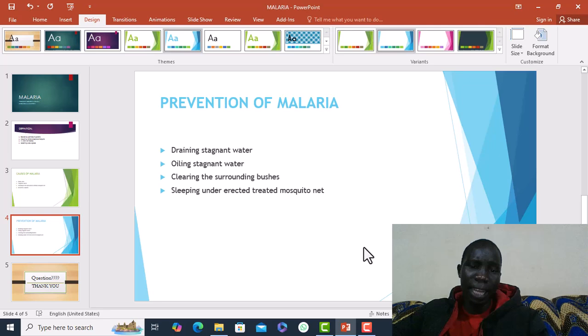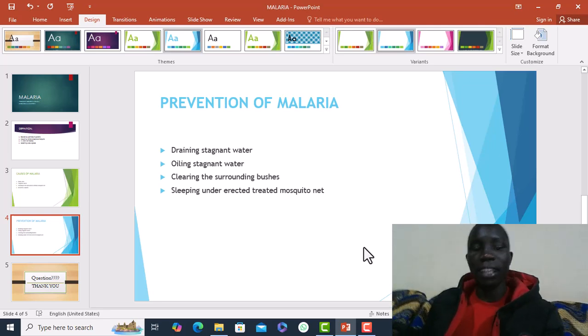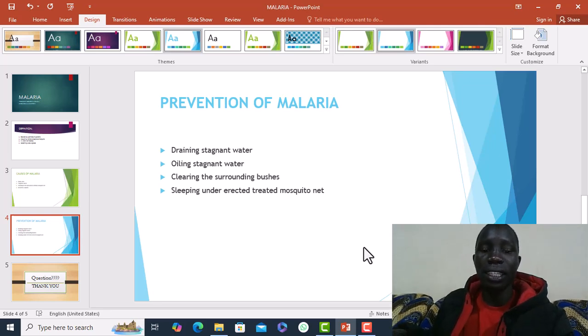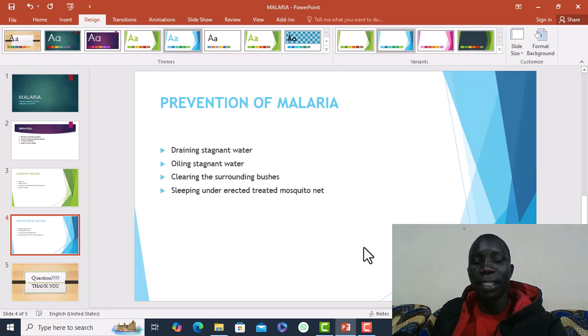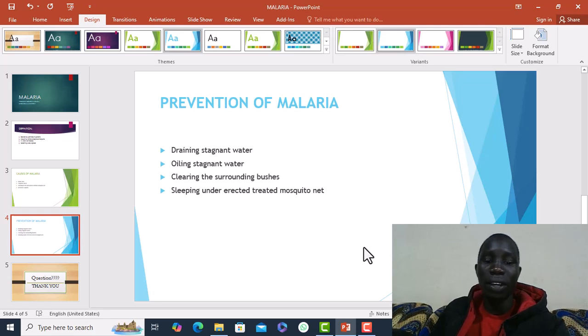Then sleeping under aerated treated mosquito nets. Let me first talk about the government distributing the treated mosquito nets. When you sleep under them, they prevent the mosquito from coming into direct contact with your body. Maybe when you are asleep at night, they will not come and land on your body to transmit that plasmodium parasite which results in malaria.